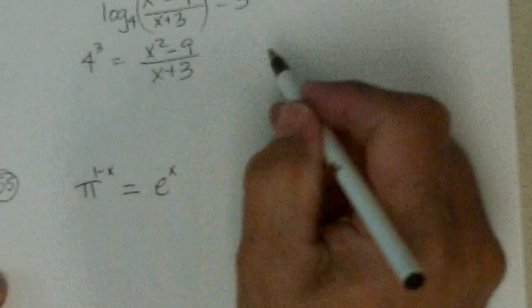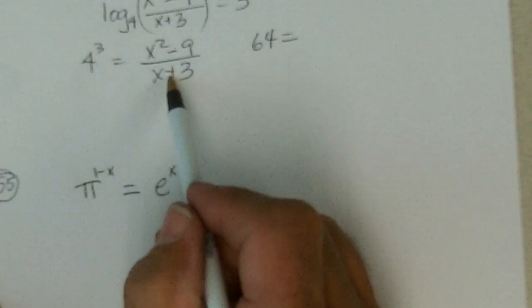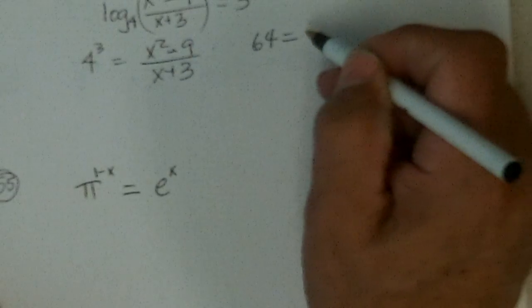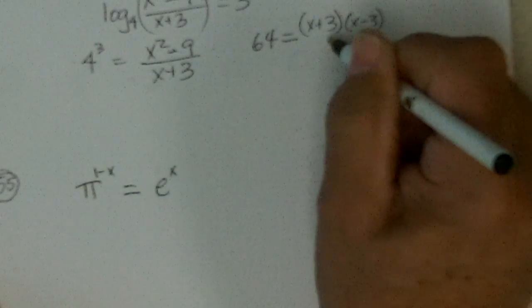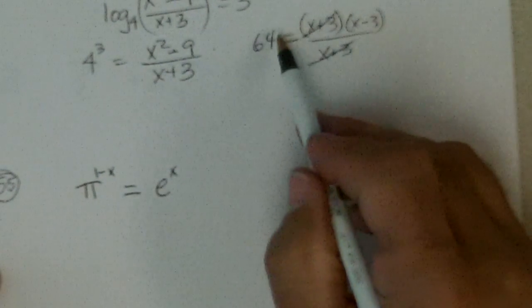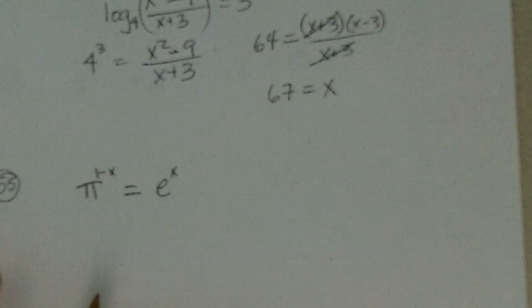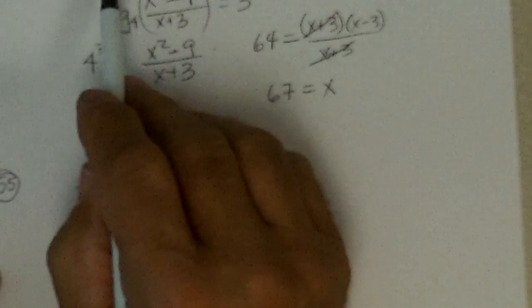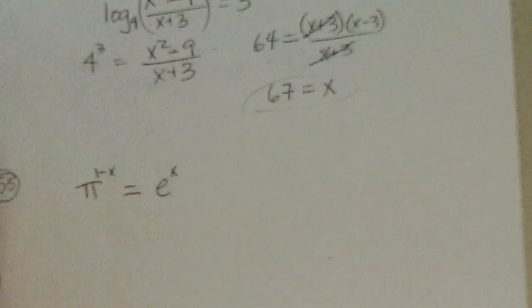Now this is 64 on the left side. On the right side, I can multiply by x plus 3 on both sides, but x squared minus 9 factors to x plus 3 and x minus 3, and so the x plus 3's will actually cancel, and so if I add 3 I get 67 is equal to x. And the one thing I got to watch out for is x could be negative 3 here. Negative 3 would make this be 0, so that can't be used. So looks like 67 is the answer.